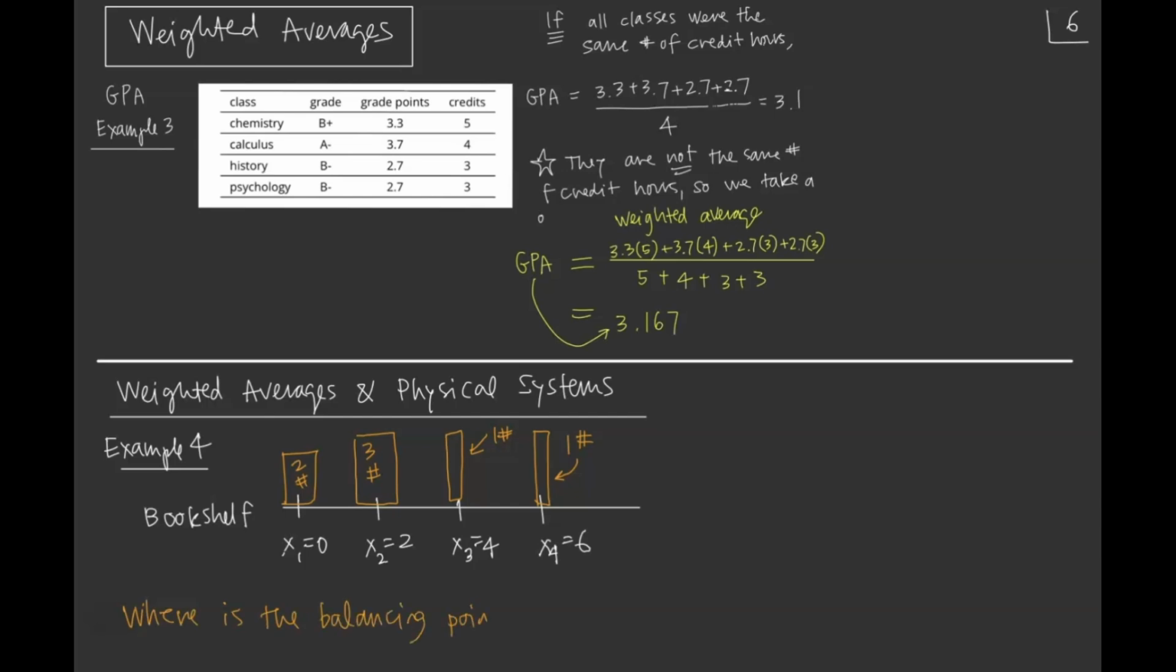And we call this point X bar, so it has a little bar on top of it. This is the center of mass, the balancing point of this bookshelf. And we're going to take a weighted average.